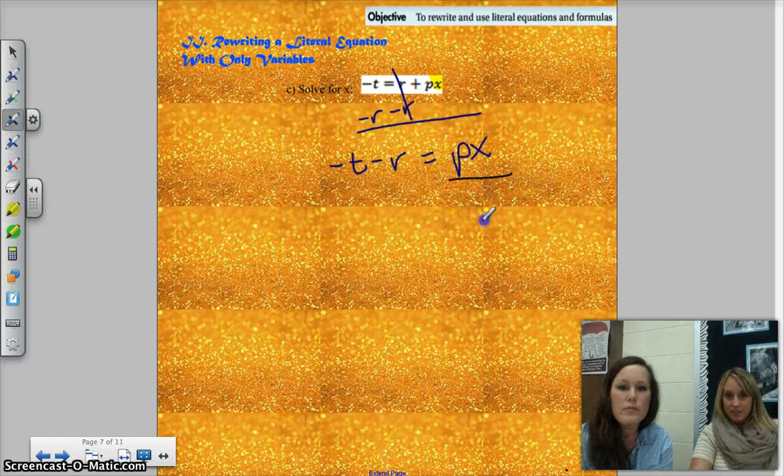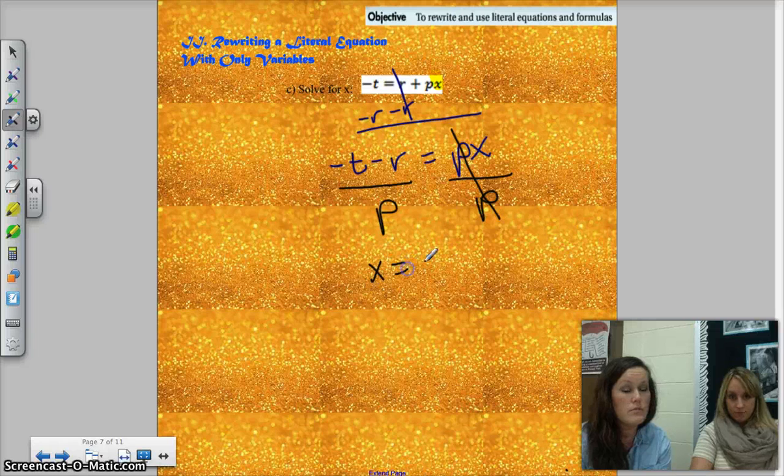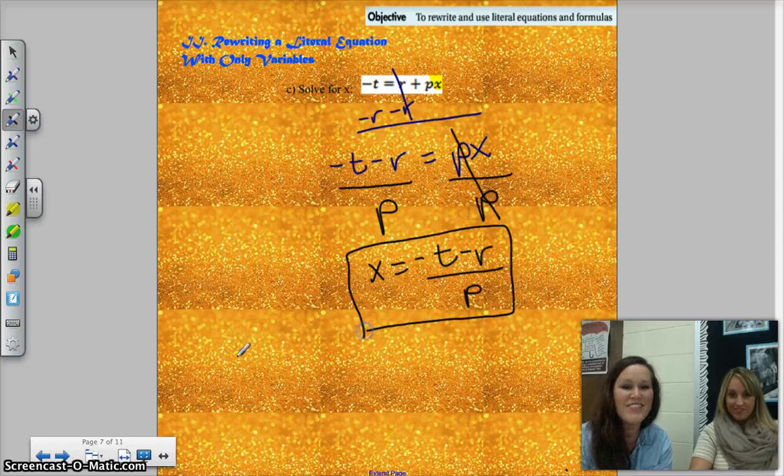Okay, now we're going to divide by p, so x is all by itself. So my answer is x equals negative t minus r over p. This is super fun. I know. I'm having fun. Done. Okay.